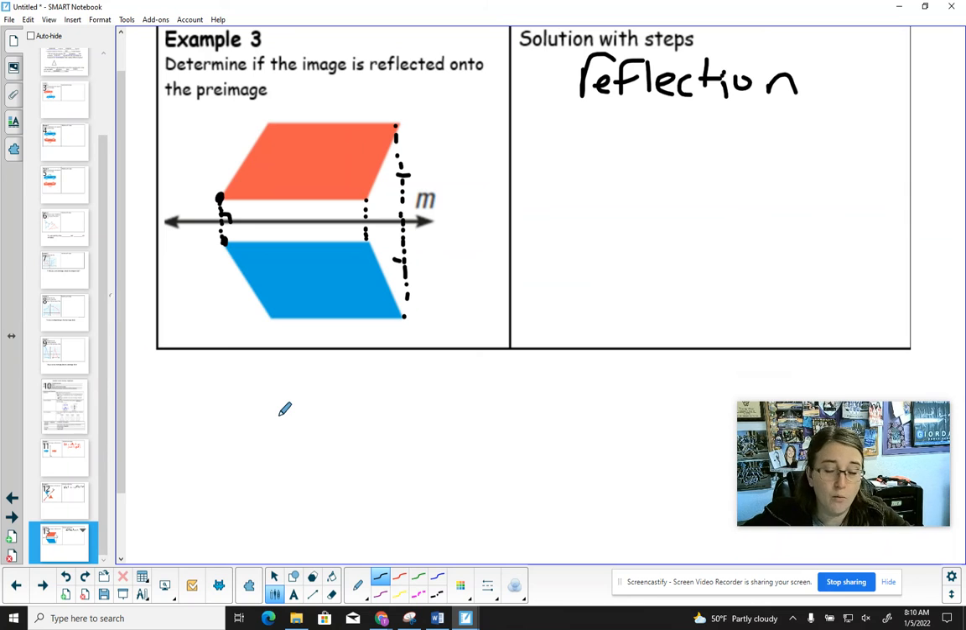So in class, we're going to do a little bit more with this. We're going to talk about counting points and doing a reflection on a coordinate grid. That means X, Y's. But it should hopefully make sense. Think about it just like a mirror. You're the same distance away from the mirror on both sides.